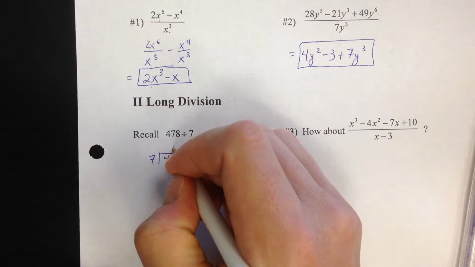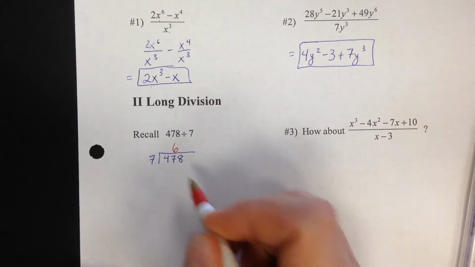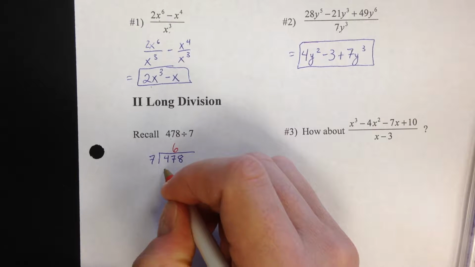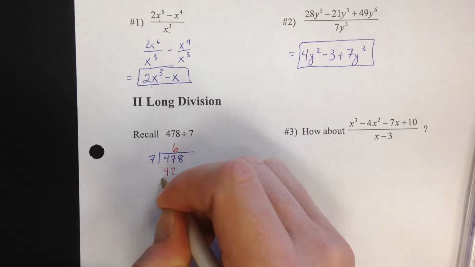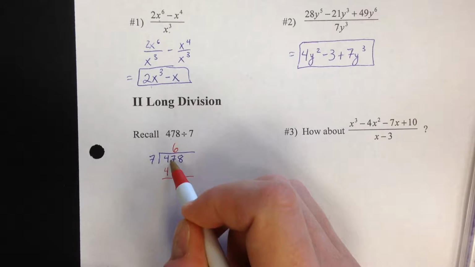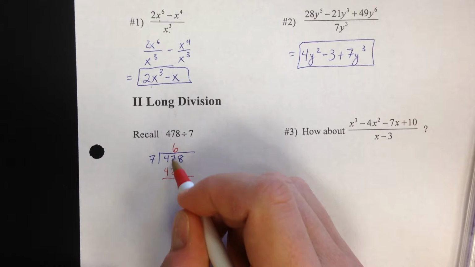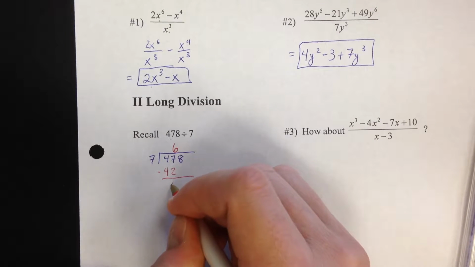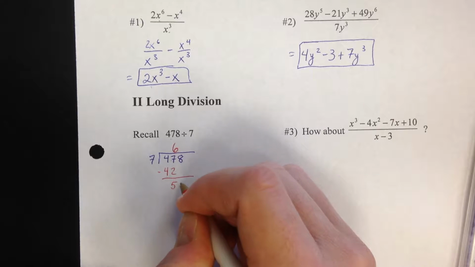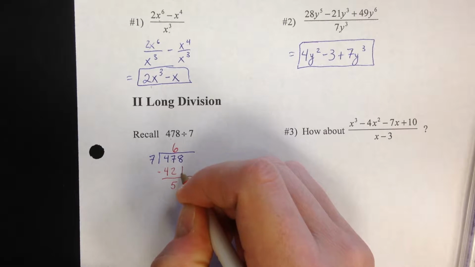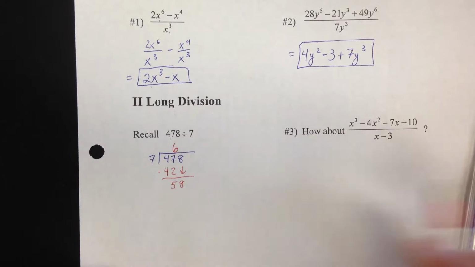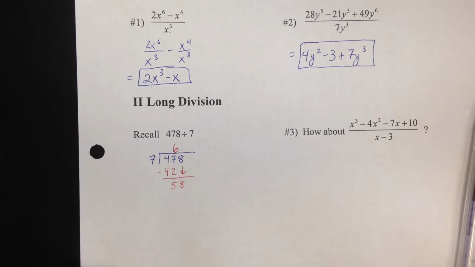And that would be 6. So we put a 6 up here. 6 times 7 is 42. So 7 goes into 47 6 times, but then if I subtract this, I have 5 left over. And then the 8 comes down. So I bring down the 8. So I get 58. And now I repeat the process.